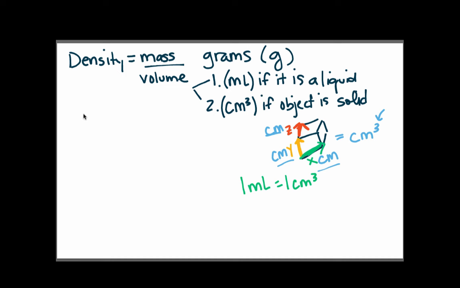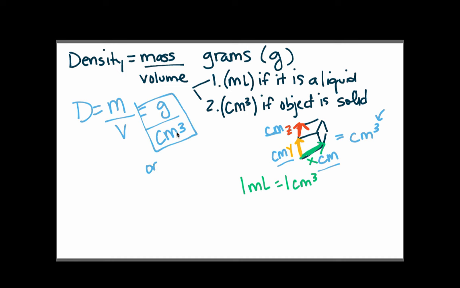So I'm just going to abbreviate density equals mass divided by volume. Therefore, density equals grams, which is the mass, divided by centimeters cubed. These would be the units for density. Or, because centimeters cubed equals 1 milliliter, we can say that the units for density are grams divided by milliliters. And these are the same thing. So you're going to have to use these units when calculating density.